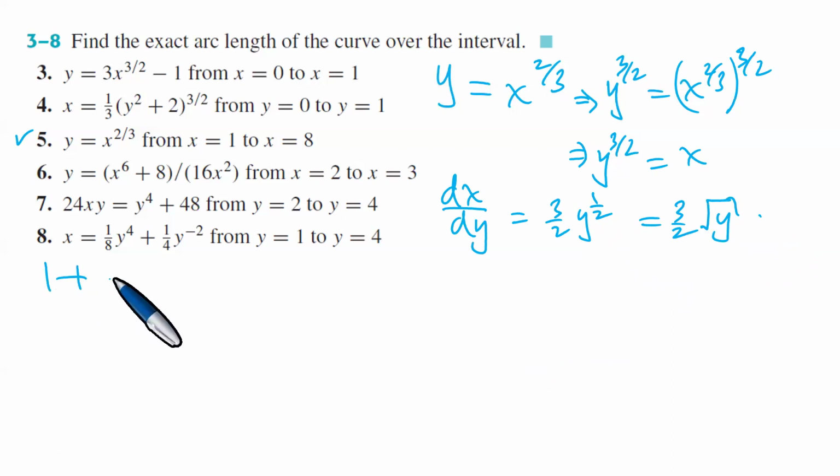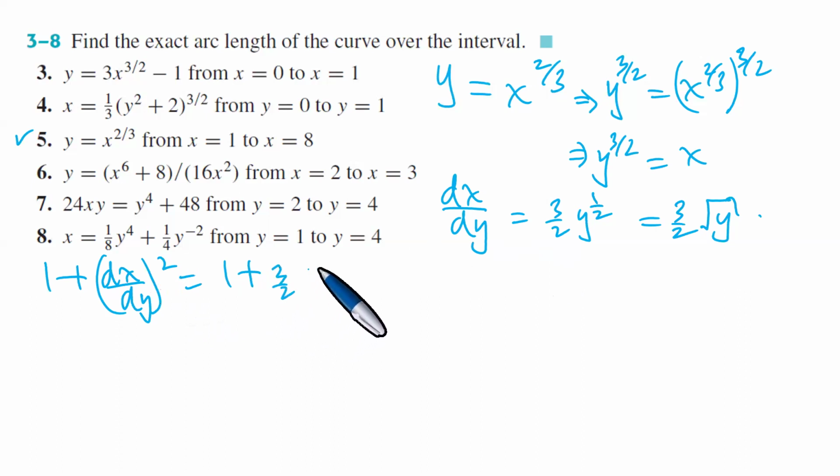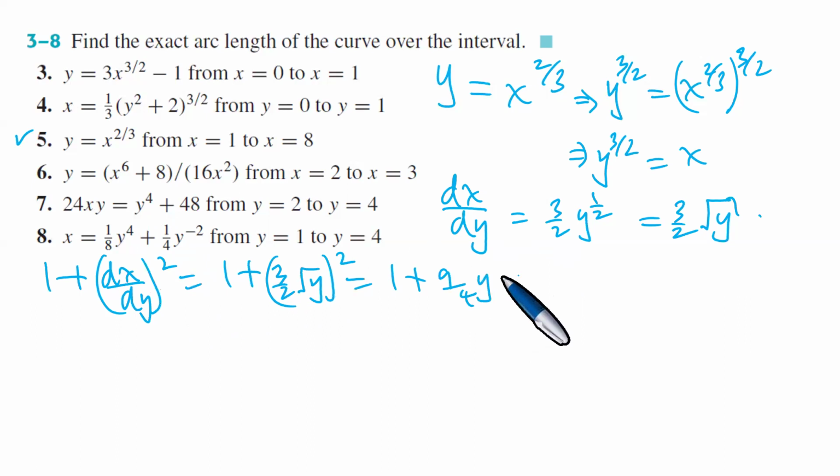Simultaneously, this is 1 plus dx/dy, you square it. 1 plus, if you have dx/dy as 3 out of 2 the square root of y, then you square it. I'm going to give some homework here. Some of these are very similar to the things we saw in the test. So if you square the 3, it becomes a 9. You square the 2, it becomes a 4, and then it becomes that.